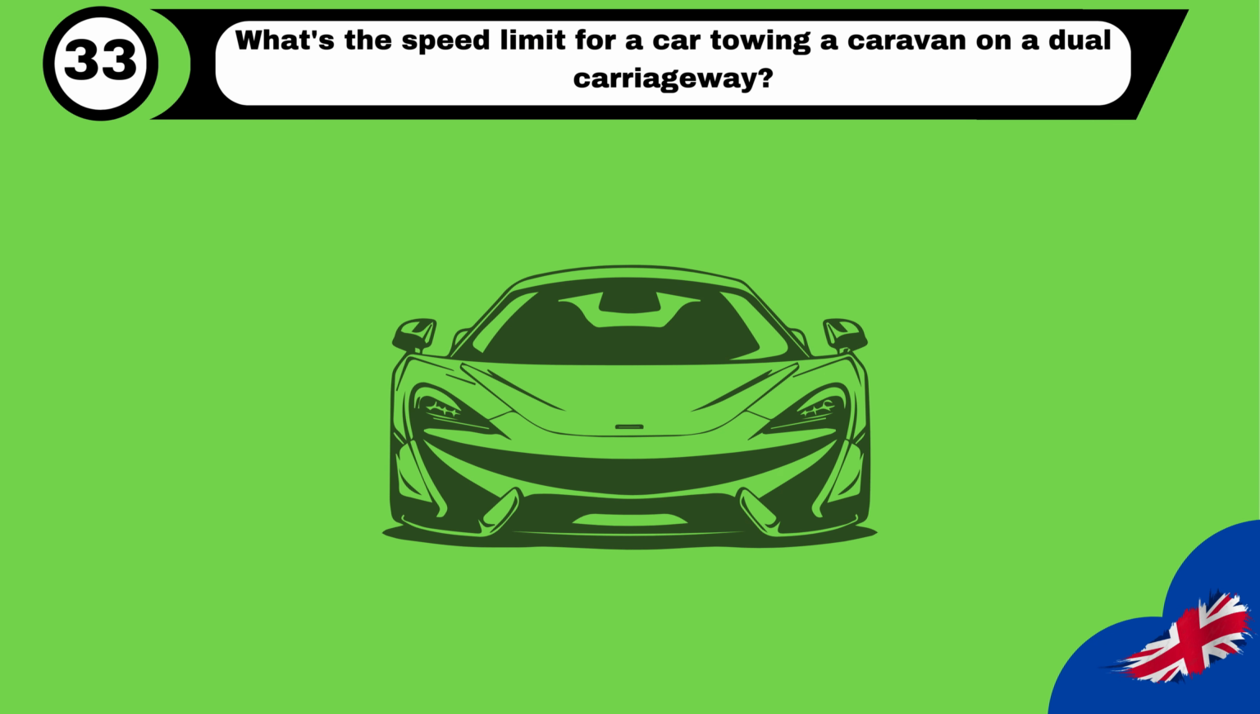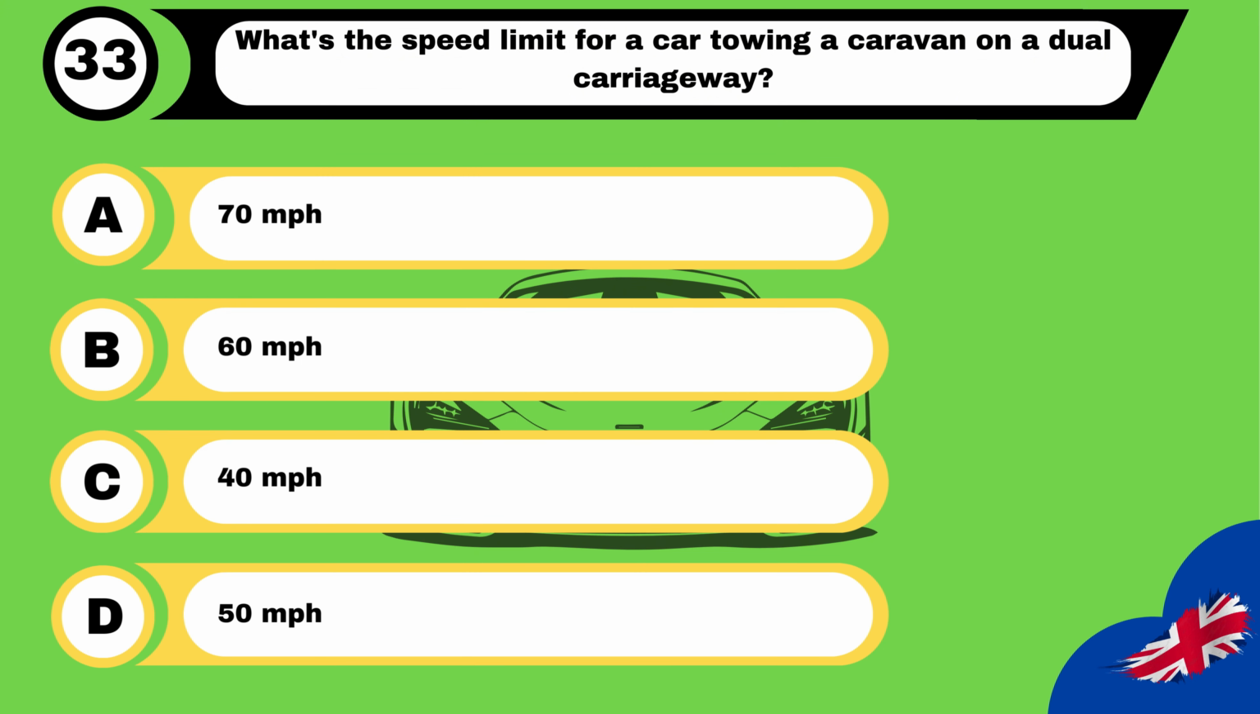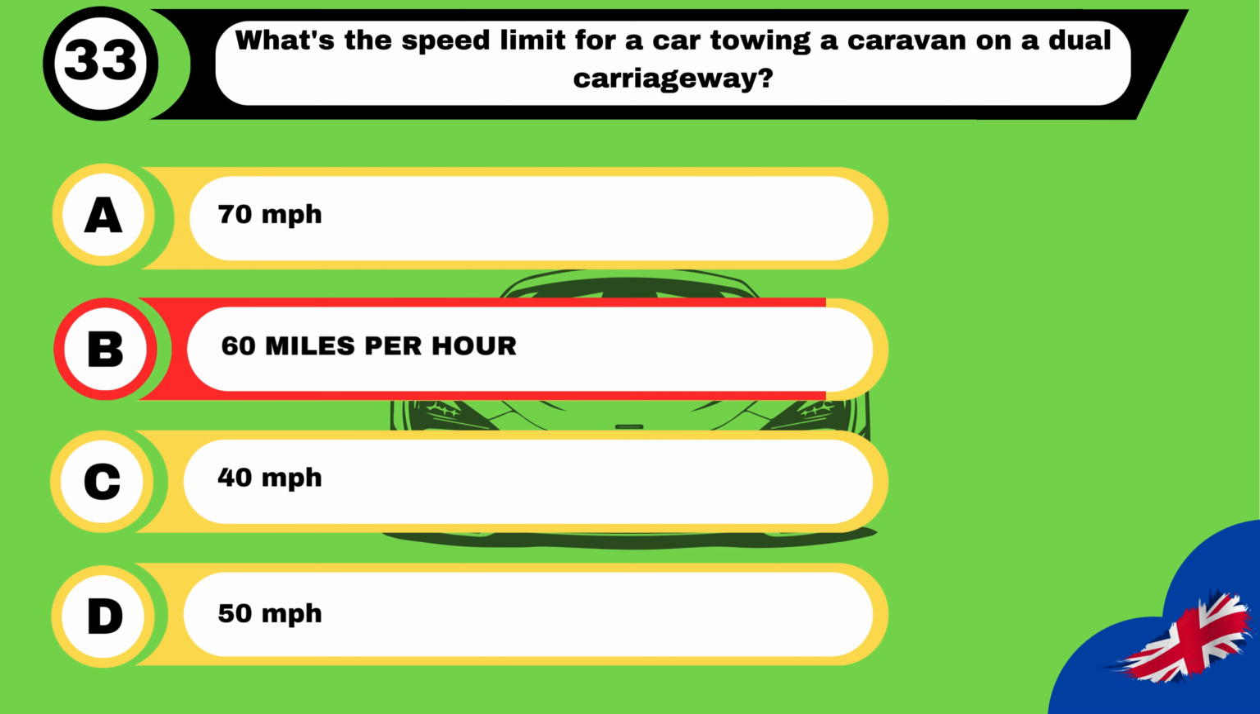Question 33. What's the speed limit for a car towing a caravan on a dual carriageway? A. 70 miles per hour. B. 60 miles per hour. C. 40 miles per hour. D. 50 miles per hour. The answer is B. 60 miles per hour.